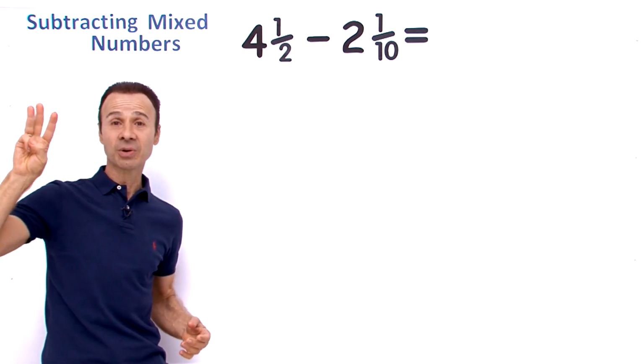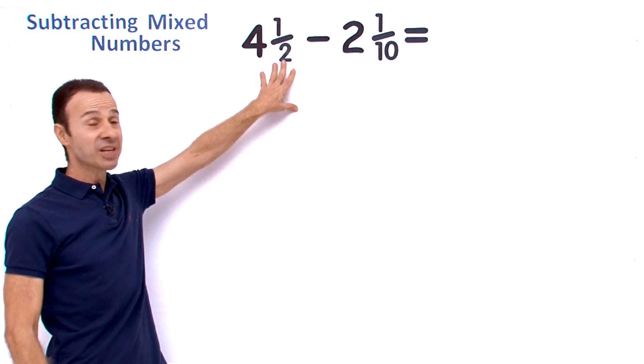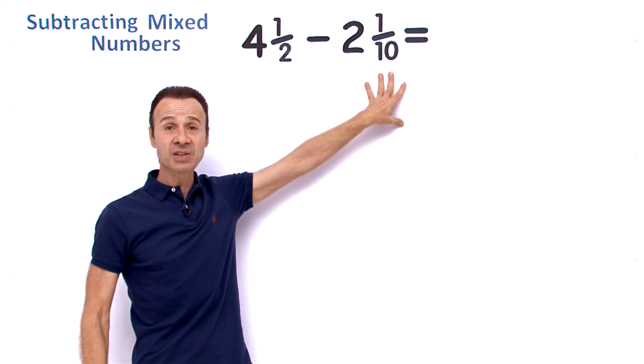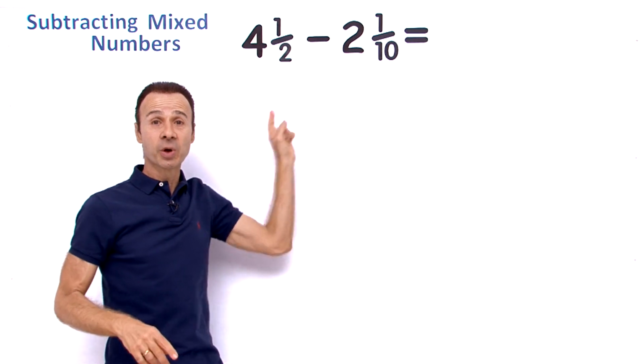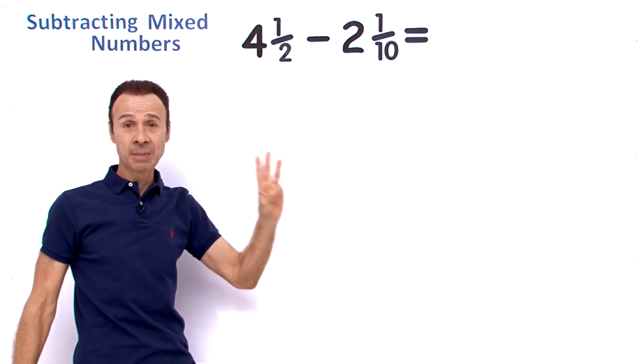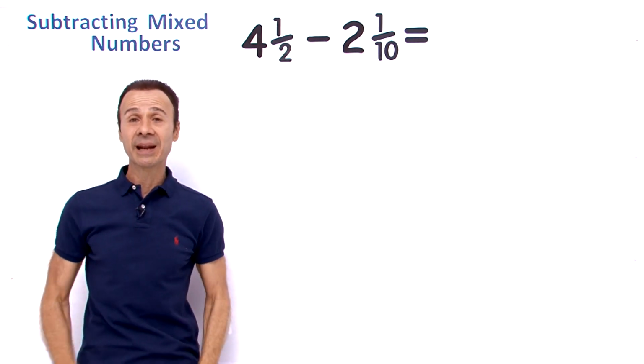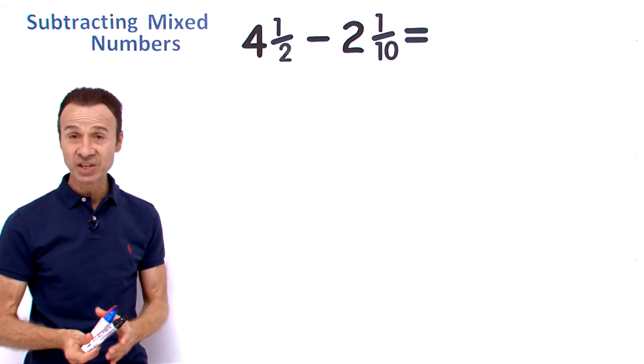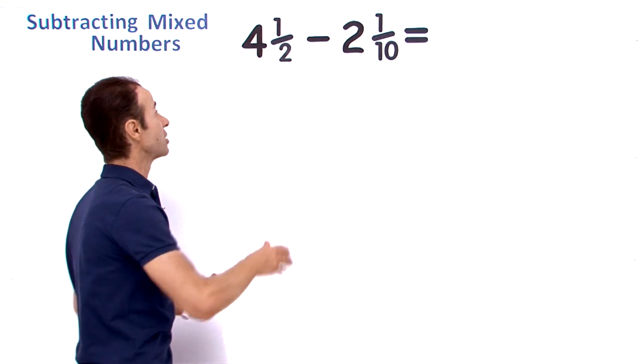So we're going to take it in 3 simple steps. Number 1, change these mixed numbers into improper fractions, as I said earlier. Number 2, we're going to subtract them. And then number 3, we're going to simplify and get our answer. So let's go ahead and change these into improper fractions. Let's have a look here.